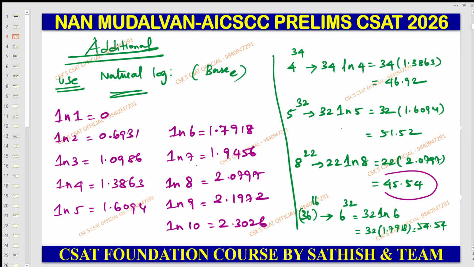45.54. Understood? So therefore 822. If the question is the largest, see here 54.54, then 36 the whole power. Guys, getting?